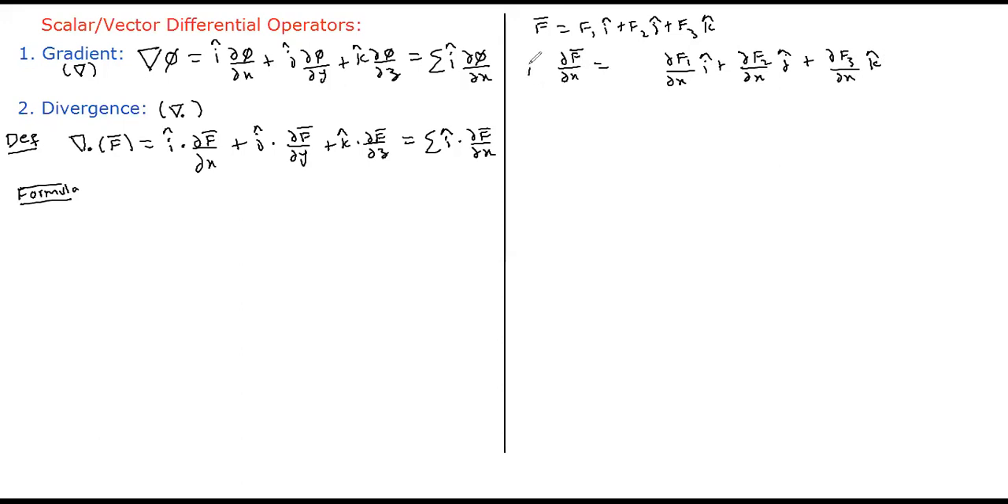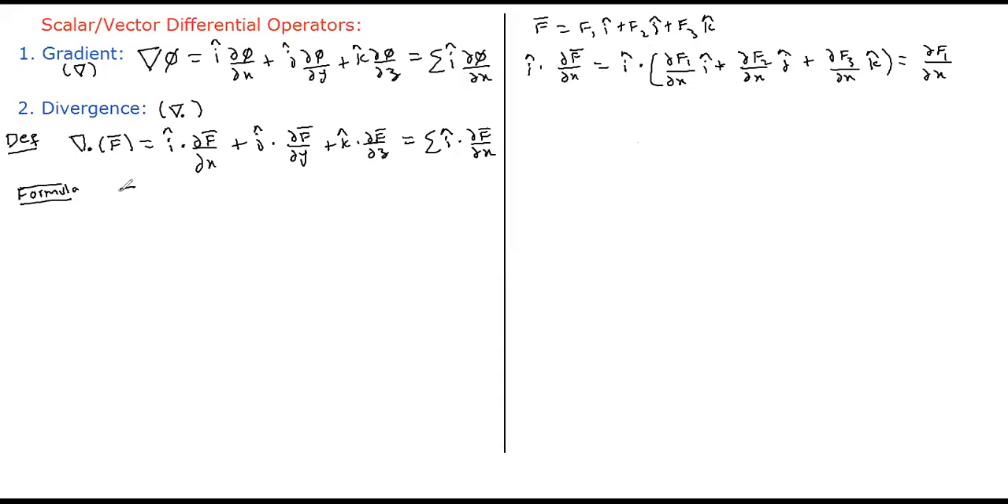Now if I want i bar dot dou f bar by dou x, what will this be? i bar dot this expression. Now we know that dot product is distributive over addition. So what is i bar dot i bar? 1. i bar dot j bar is 0. i bar dot k bar is 0. So what is remaining from this is dou f1 by dou x. Is that okay? So i bar dot dou f bar by dou x is nothing but dou f1 by dou x.